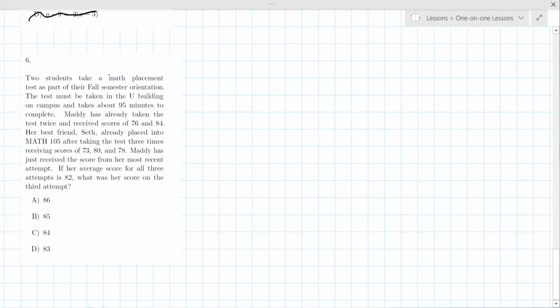Two students take a math placement test as part of their fall semester orientation. The test must be taken in the U building on campus and takes about 95 minutes to complete. Maddie has already taken the test twice and received scores of 76 and 84. Her best friend Seth already placed into Math 105 after taking the test 3 times, receiving scores 73, 80, and 78. Maddie has just received a score from her most recent attempt. If her average for all 3 scores is 82, what was her score on the 3rd attempt?